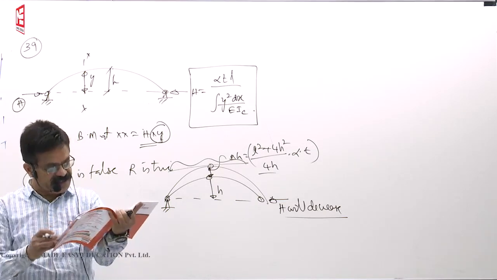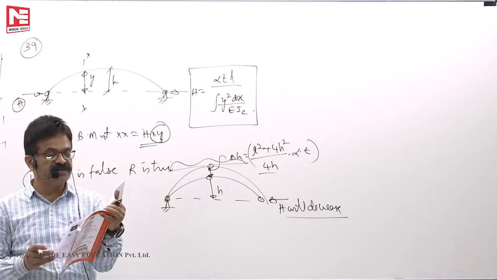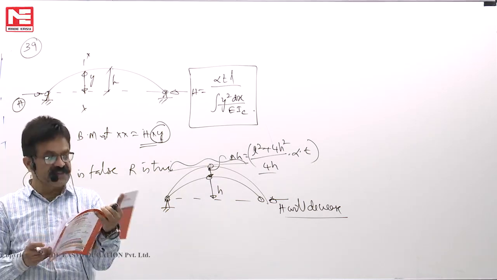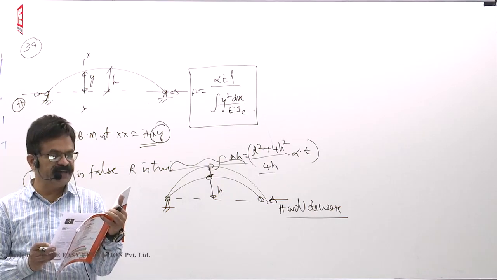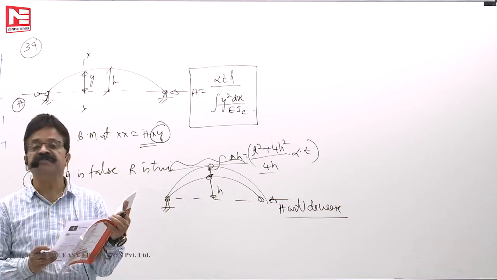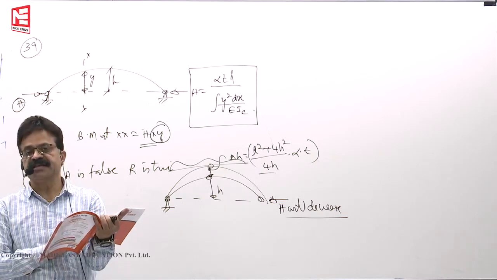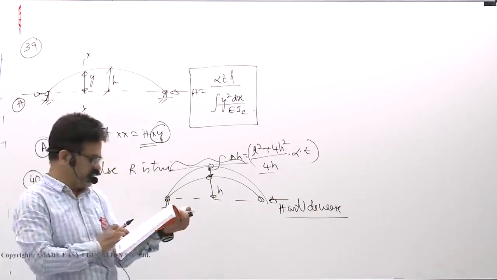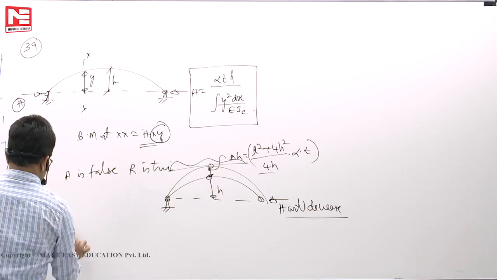Correct. Reason: the ILD for moment at any section in the arch, the simply supported moment diagram, that means ab by L, and the H·y, that means L·y by 4H, moment diagram have equal areas. That's why. So reason is correct, assertion is correct, and this is the correct explanation, because it follows that. 41 we can take A.